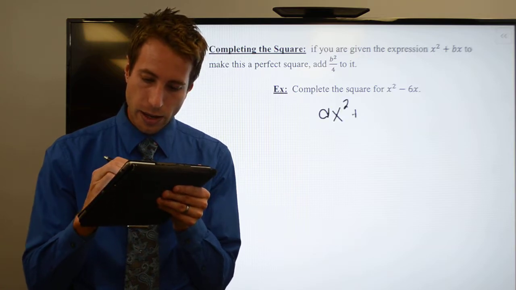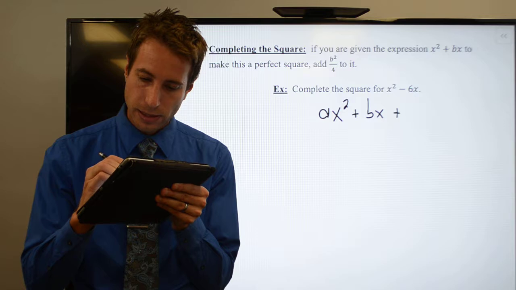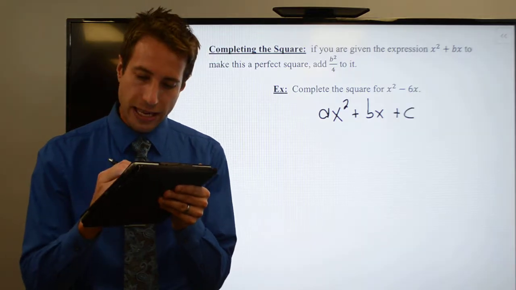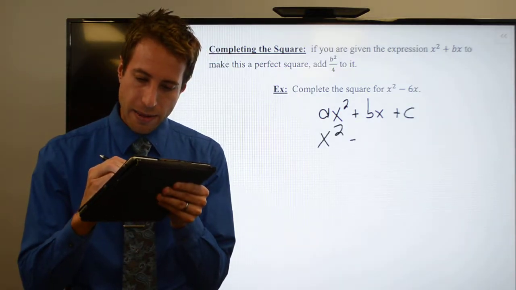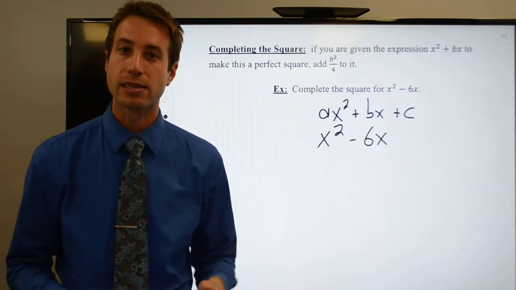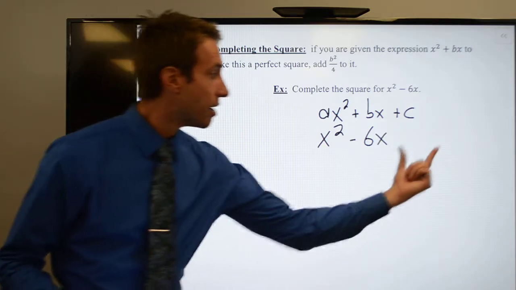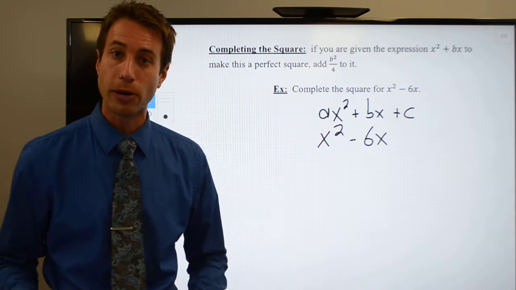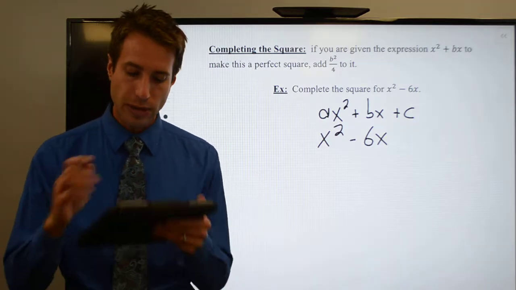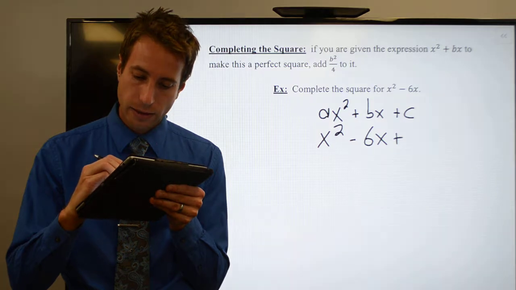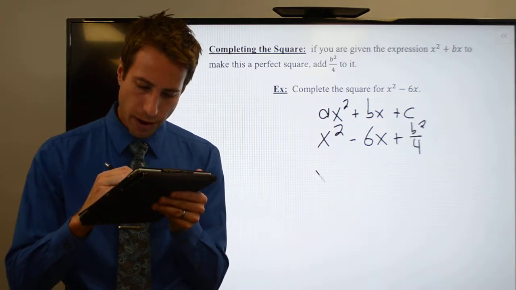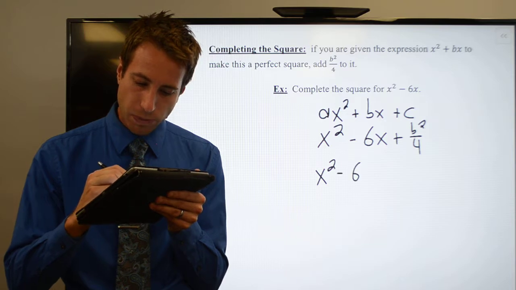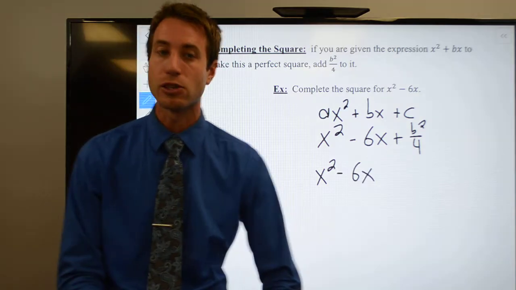ax squared plus bx plus c. Well, I've already given you the x squared and the minus 6x. What I'm asking you to do is find the value of c that makes it a perfect square trinomial. And we just talked about how you do that. You're going to add a b squared over 4. All right. I think at this point you guys will probably be pretty comfortable doing this in your head.